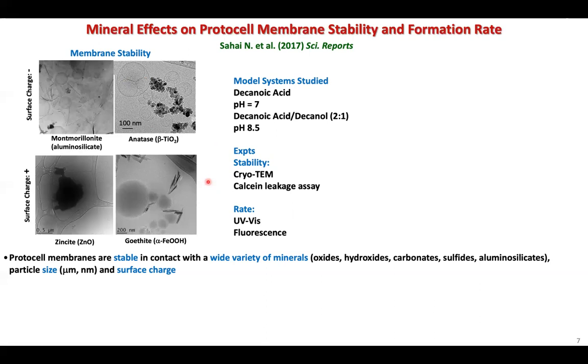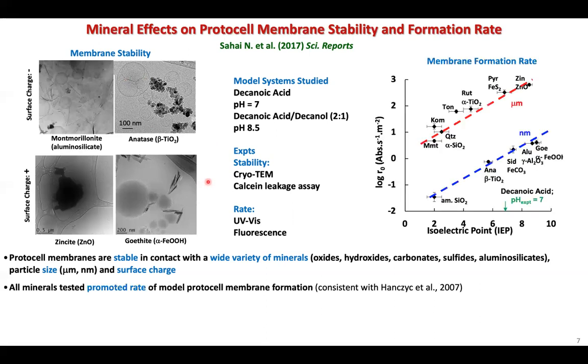Now, do these minerals actually promote membrane formation? And indeed, we looked at here's the log rate in terms of UV-vis. As vesicles are forming in the presence of different minerals, you measure that as a UV absorbance. So we've got the rates here per second per meter squared. And we found that all the minerals promote the rate compared to the no mineral control. This is not new information. Hanczyc published this in 2007.